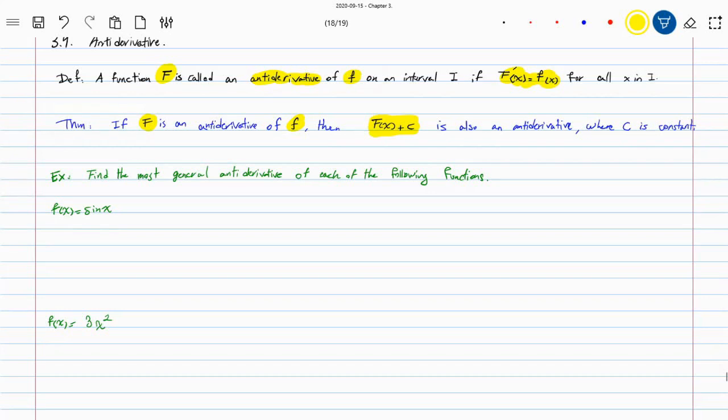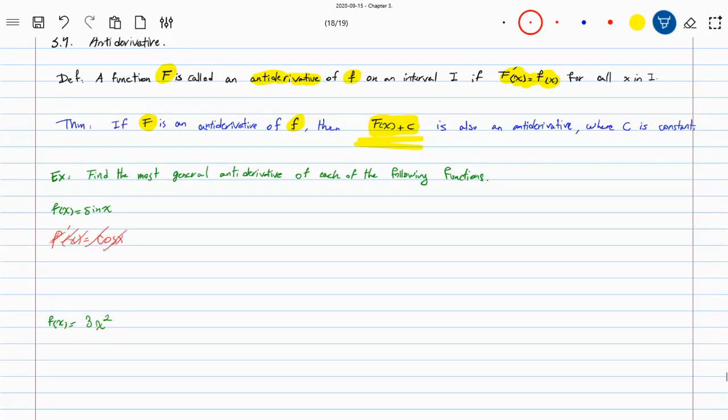So here are a bunch of examples. They say find the most general antiderivative. That means consider this constant C involved. So here, let's think about this. Given a function f as sine x, if I ask you to find f prime of x, you should say the derivative of sine is simply cosine x, and that's it. But that's not the question at this moment.